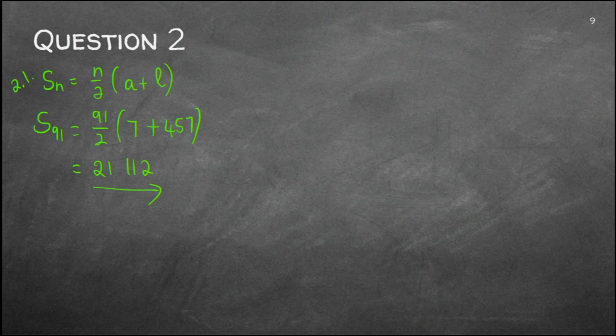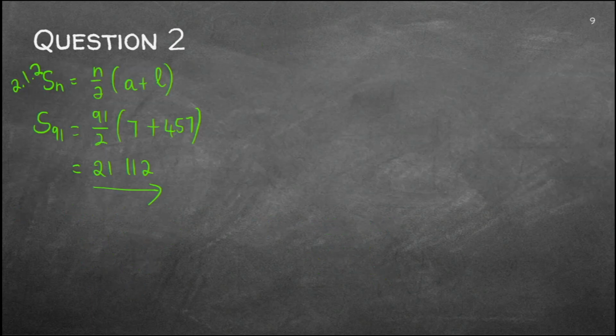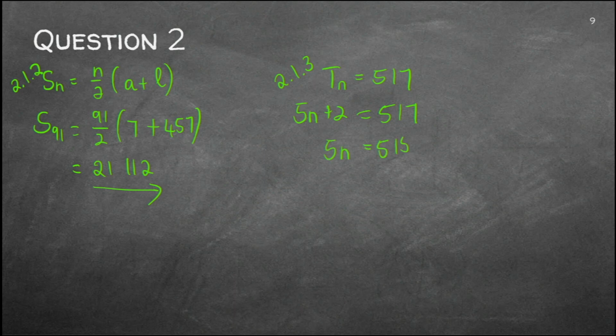And that's for 2.1.2. Again, let's quickly go back. The last question states, calculate the value of n for which Tn is equal to 517. Right. So they're giving it already for us that they're looking for n, and Tn is equal to 517. But what do we know about Tn? We already got it in the first part of this question. So we will say it's 5n plus 2 equal to 517. Let's solve for n. So we'll have 5n is equal to 515.